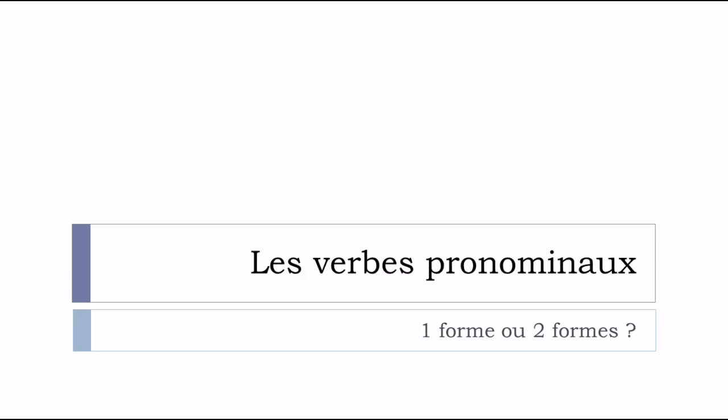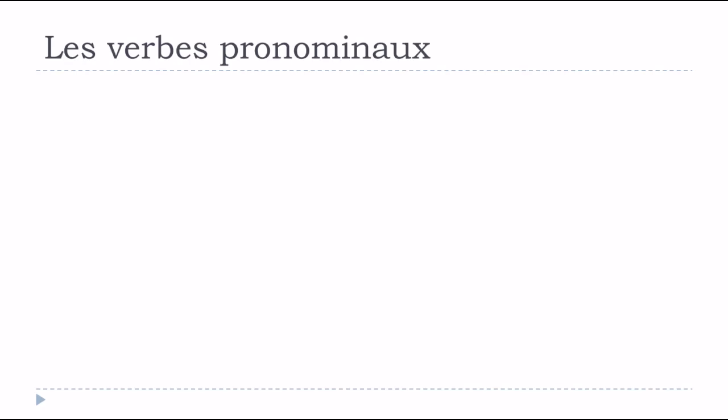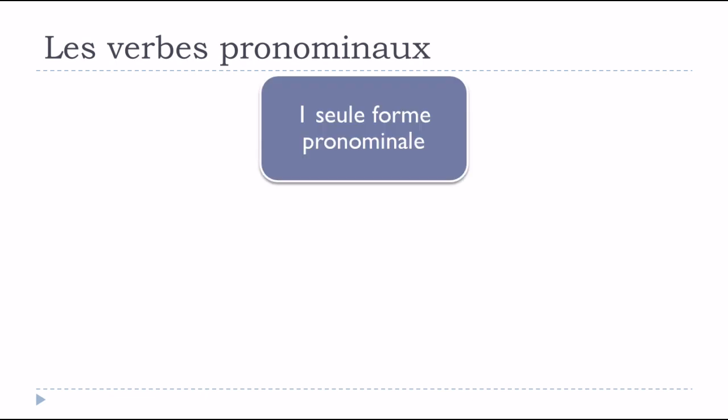And in this lesson we'll see together les verbes pronominaux, and we'll try to see whether it's possible to see one form or two forms, okay? So une forme ou deux formes. So let's start now. When we're talking about les verbes pronominaux, we will have several situations. The first one is that this verb will only exist in this form, pronominal. It means that it won't exist in the other form, non pronominal. Okay, so we'll see that.